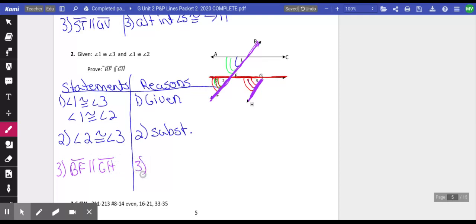And what does it mean when they're in the same spot? Pause and try to think of that if you need to. So when they're in the same spot, that means they're corresponding angles. So if my corresponding angles are congruent, that implies the lines are parallel.